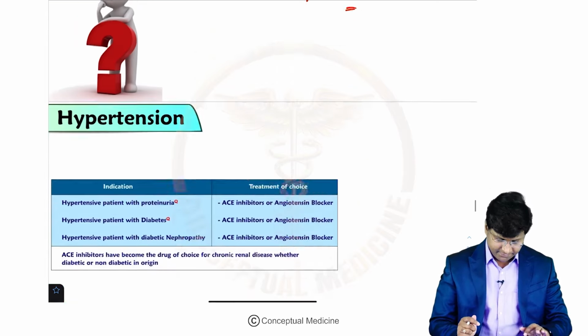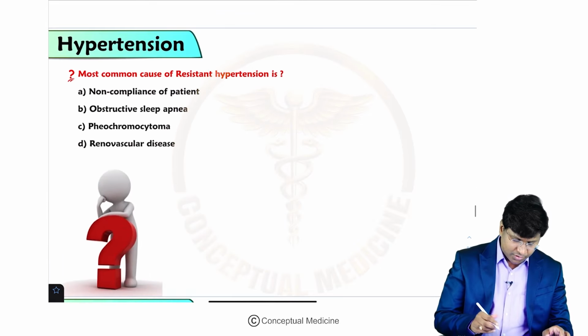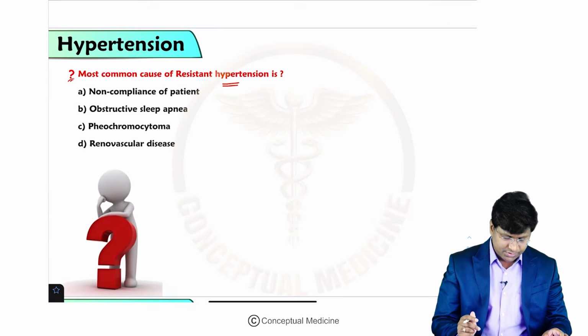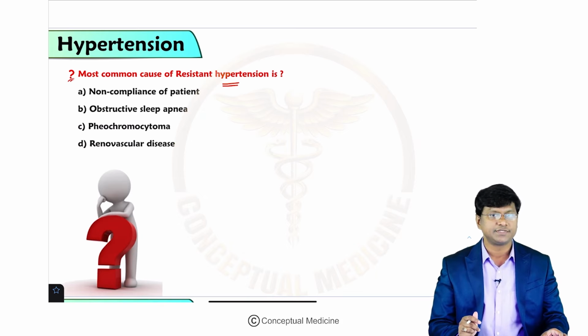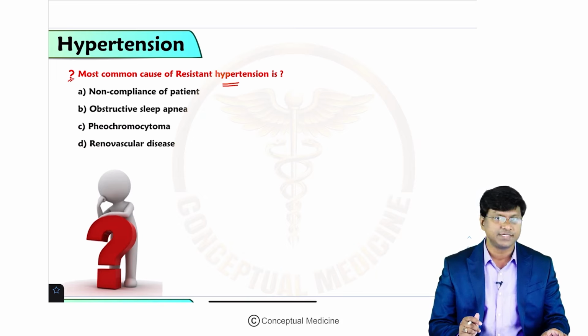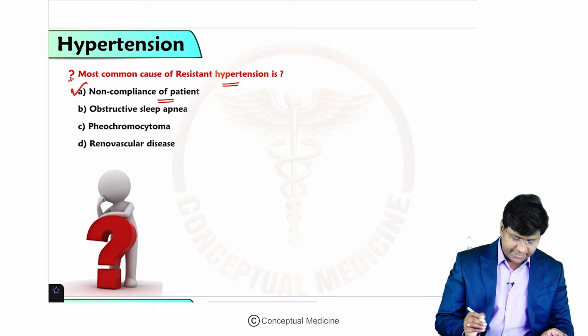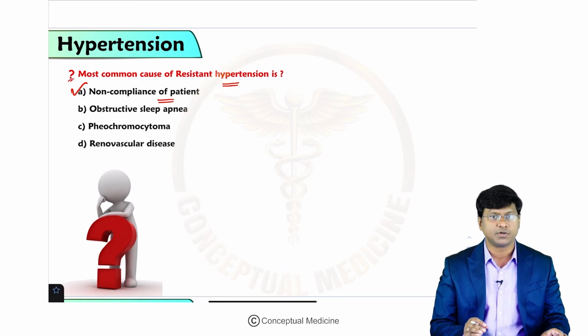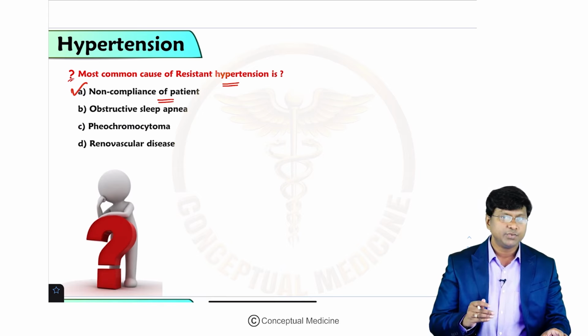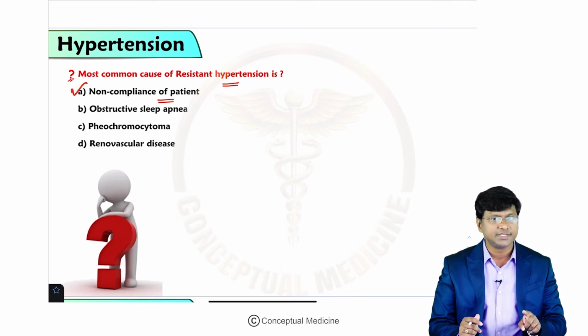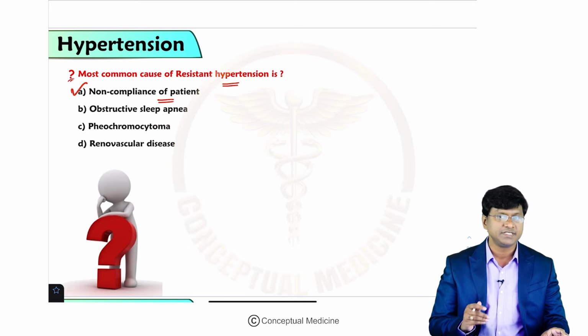Now followed by that, the most common causes of resistant hypertension are non-compliance of the patient, obstructive sleep apnea, pheochromocytoma, renovascular disease. The most common cause of resistant hypertension is non-compliance of the patient. That means the individual is not taking the antihypertensives adequately. Right. Next, what are the other causes?